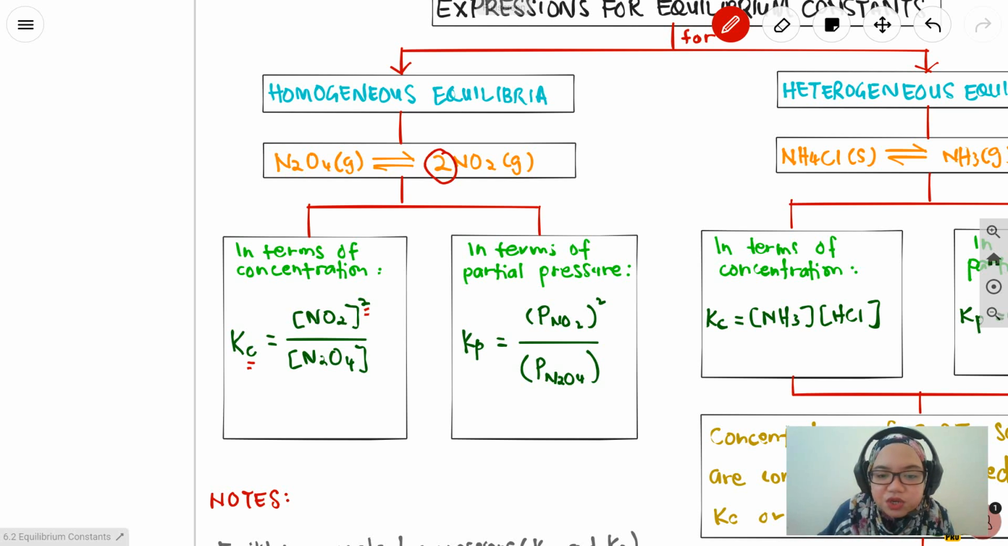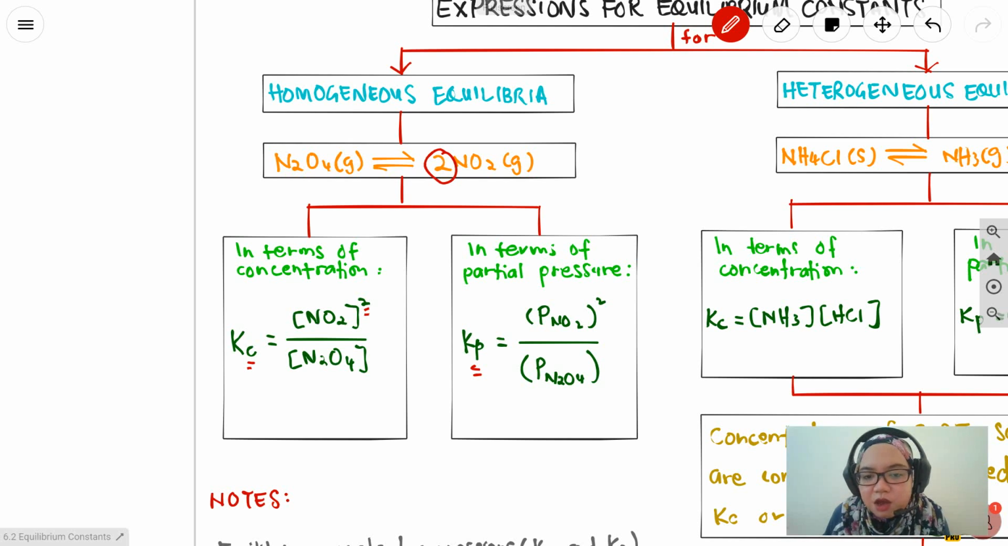So the equilibrium constant K in terms of partial pressure P is equal to, round bracket, earlier it was a square bracket, right? Now it is a round bracket, the partial pressure of NO2 to the power of 2, because there is a coefficient 2 here, over the partial pressure of N2O4, with no power, because there is no coefficient in front of N2O4, right?